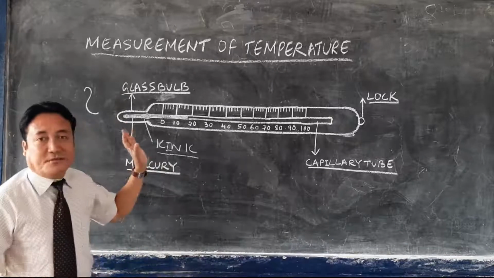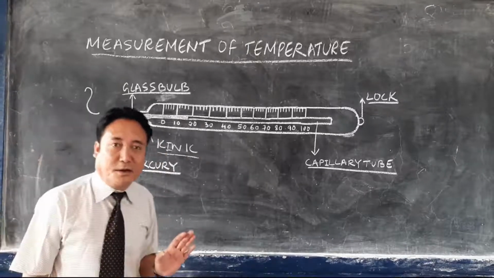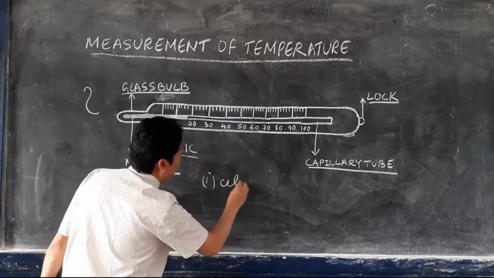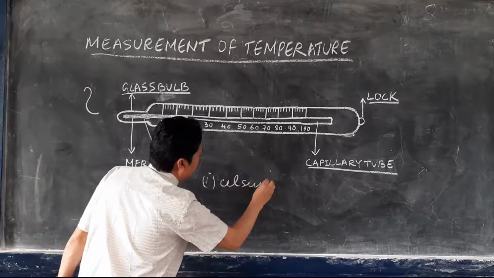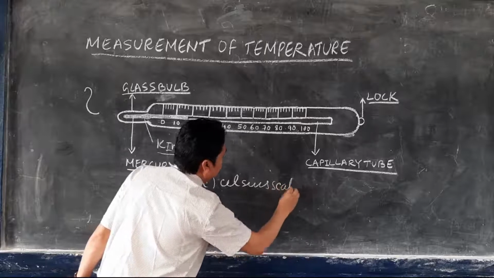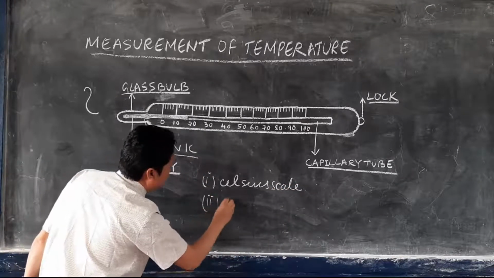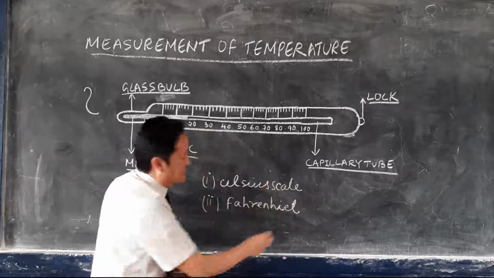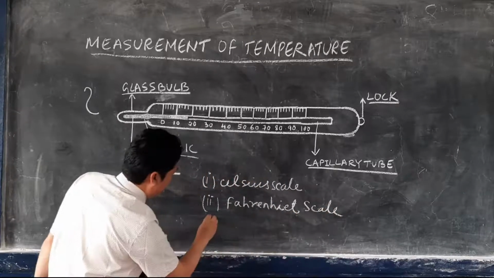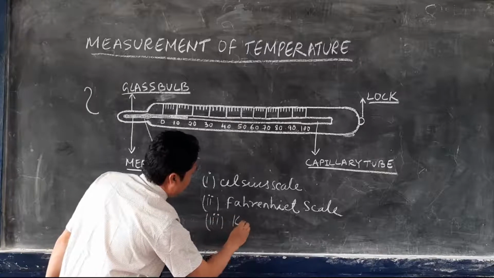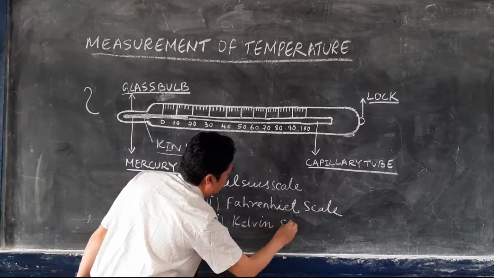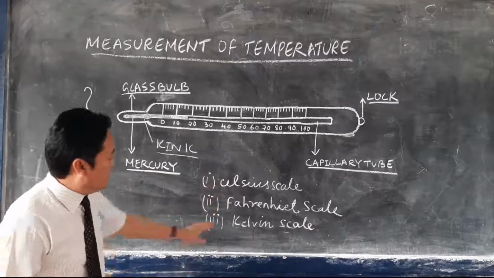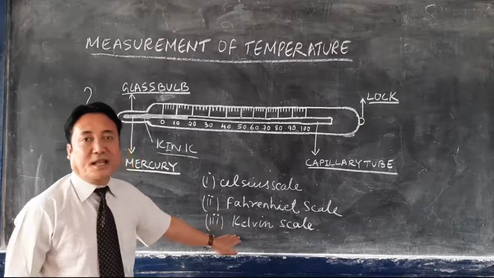And there are three scales in the thermometer. Number one is the Celsius scale, C-E-L-S-I-U-S. Second one is the Fahrenheit scale, F-A-H-R-E-N-H-E-I-T. And third one comes the Kelvin scale, K-E-L-V-I-N. So there are three scales in the thermometer: the Celsius scale, the Fahrenheit scale, and the Kelvin scale.